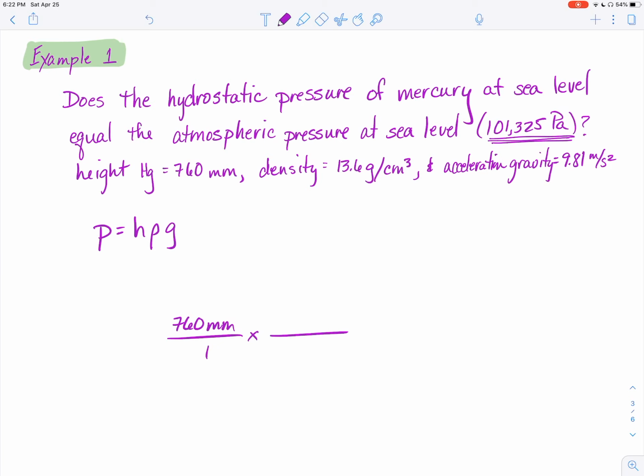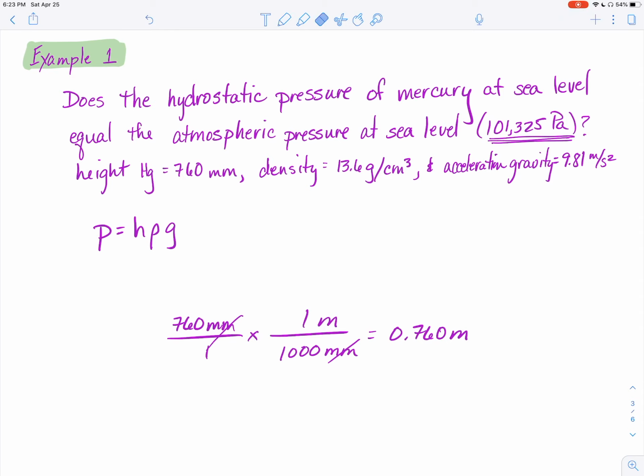And using dimensional analysis, we know for every 1,000 millimeters, that's equivalent to 1 meter. And so the millimeters will cancel, this gives us meters, and the units for the value for this will be 0.760 meters, still maintaining 2 sig figs. So let's keep that in mind.